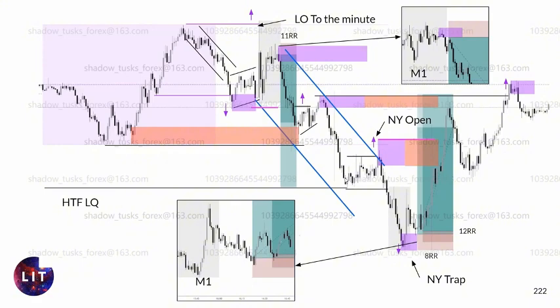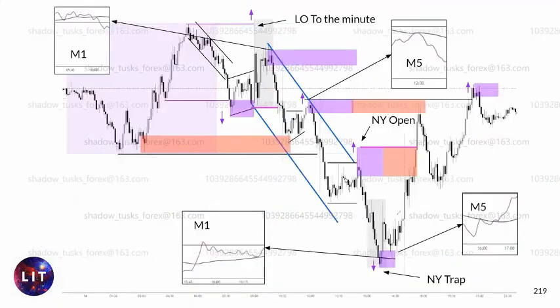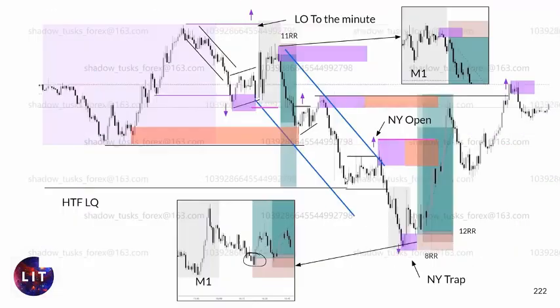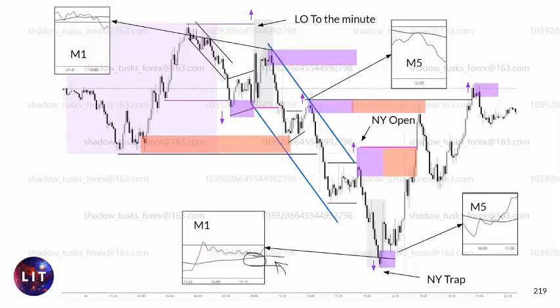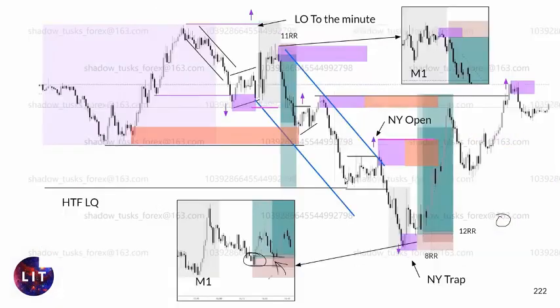And so that was our M1 let, if you remember that first one. There you go. That is our M1 let. And then with the mitigation of the M1 let, we actually have an M5 let as well. As you can see, boom. So these could be your two entries. You can take both. You can just take one.